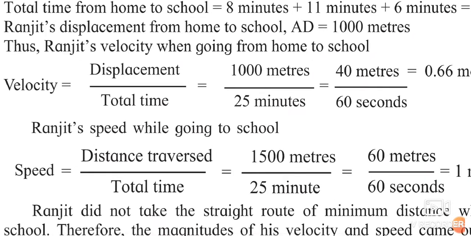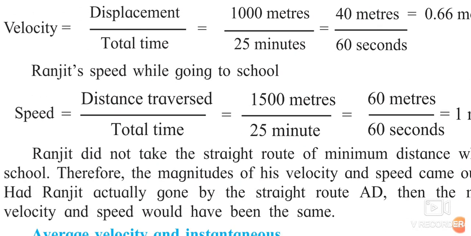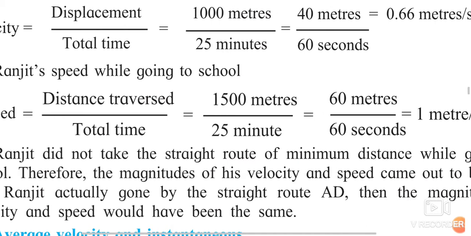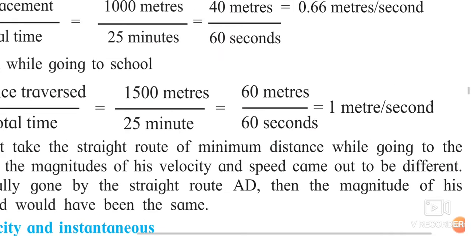And if you are finding the speed, that is distance traveled. Displacement, I have told you, is the minimum distance which you have traveled from A to D. And speed, if you can see, is distance upon time. You have gone from A to B, B to C, and C to D. That was calculated as 1500 meters upon 25 minutes. It is 60 upon 60, that is 1 meter per second.